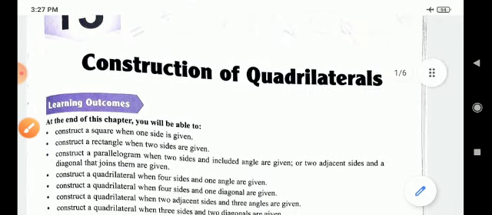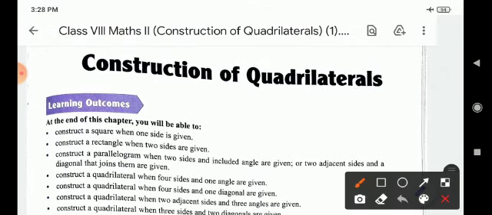Children, what is the meaning of quadrilaterals? A quadrilateral means a simple closed figure made up of 4 line segments. A quadrilateral is a 4-sided polygon. It has 4 sides, 4 vertices and 4 angles. In the given figure, quadrilateral ABCD has been shown.